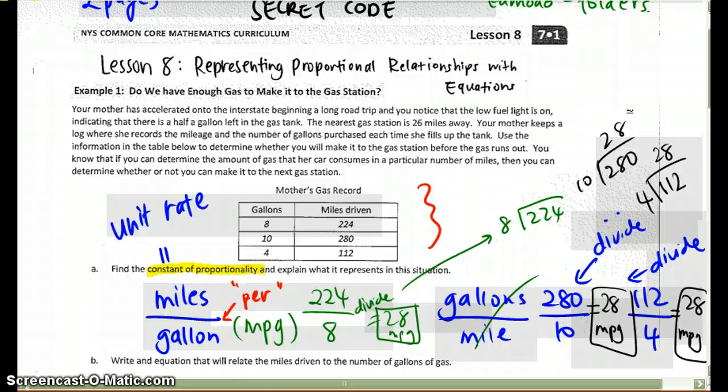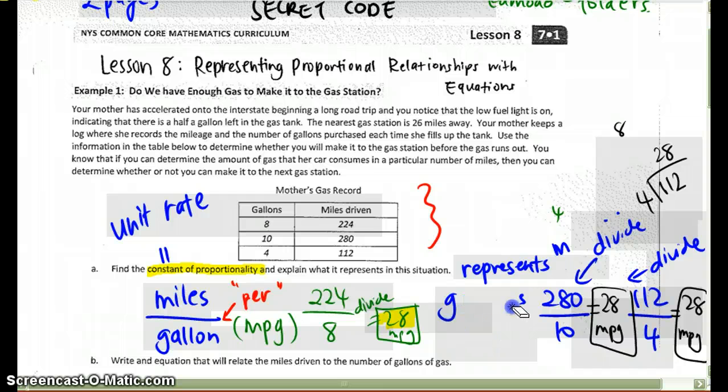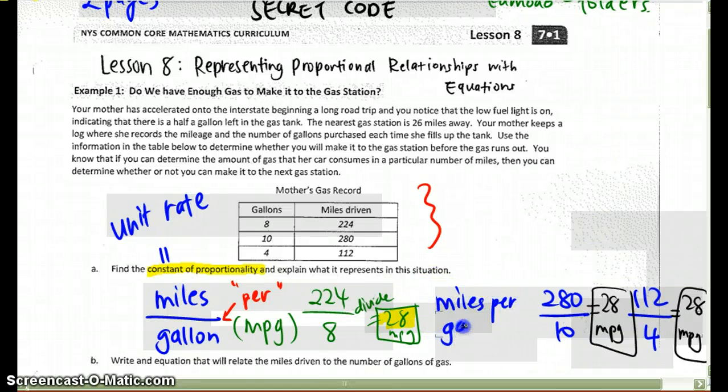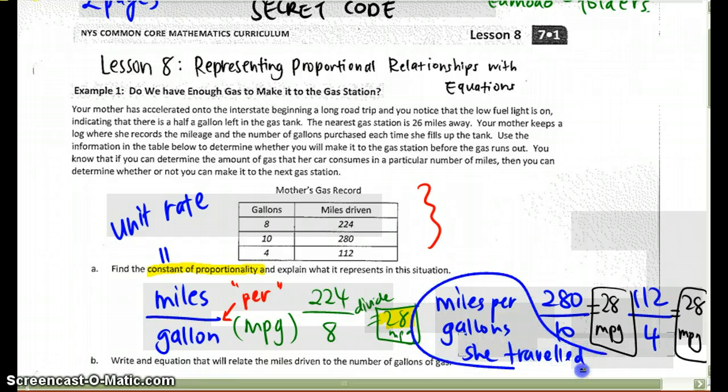Perfect. That is our constant of proportionality, just 28. So I'm going to highlight that. Then I want to explain what it represents. Well, we have already been labeling each one of them to say that they represent the miles per gallon. Represents miles per gallon traveled. Now I'm running out of space. I'm going to erase some of the things that I don't need here, like the notes. So we're going to say miles per gallon she traveled. So I'm going to highlight that as my final answer for A.